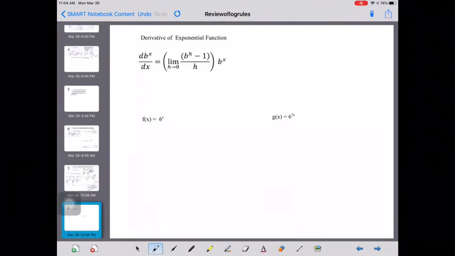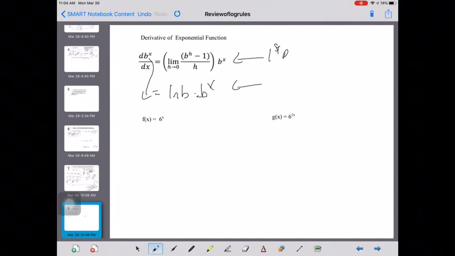So using the log laws and the e to the x derivative, we actually derive the derivative of b to the x, which is ln b times b to the x. So this one here was from first principles. This was from log laws and the derivative of the exponential with base e.